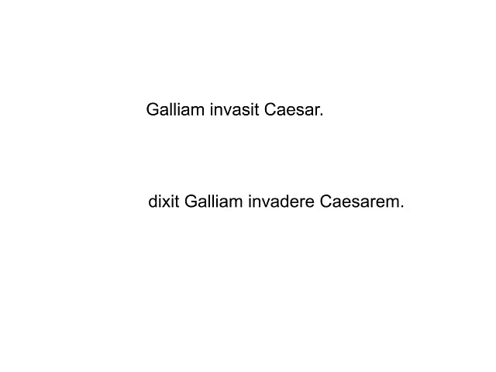Okay, let's take a look at these two sentences. In the first one, we have Galliam, which is going to be a direct object, invasit, a verb, and Caesar, the subject, a normal sentence like you're used to seeing, meaning Caesar invaded Gaul. In the second sentence, though, we have some weird stuff going on. We have a verb, dixit, and an accusative Galliam, and an infinitive invadere, and an accusative Caesarem.